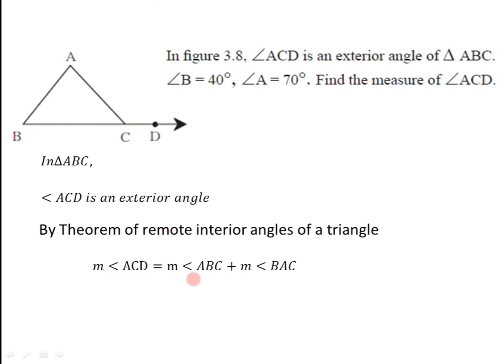In this equation we have the measure of angle ABC and the measure of angle BAC, which are given to be 40 degrees and 70 degrees. We'll replace here: 40 degrees plus 70 degrees is equal to the measure of angle ACD. 40 degrees plus 70 degrees is 110 degrees, that is equal to the measure of angle ACD. So this is the measure of angle ACD.